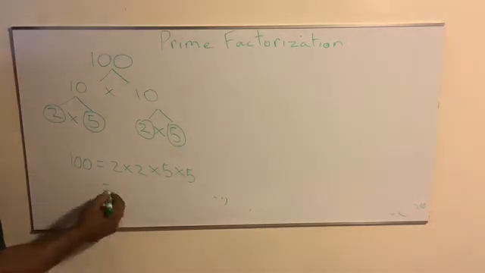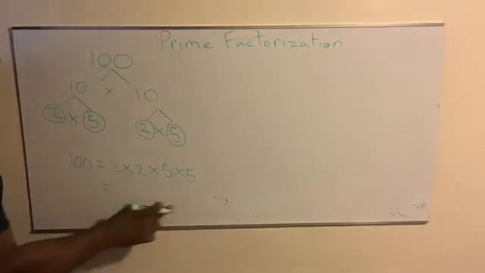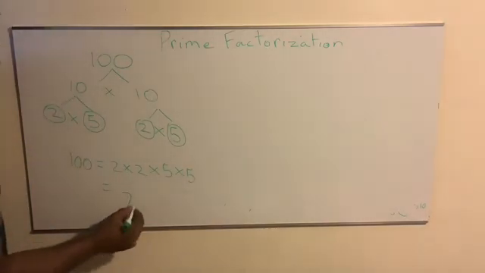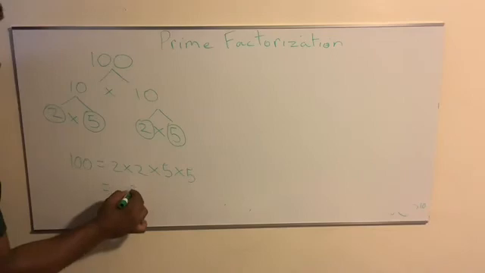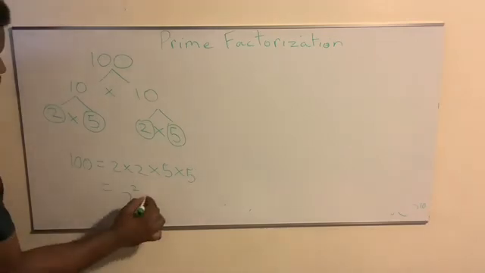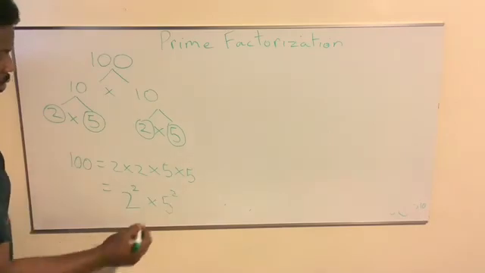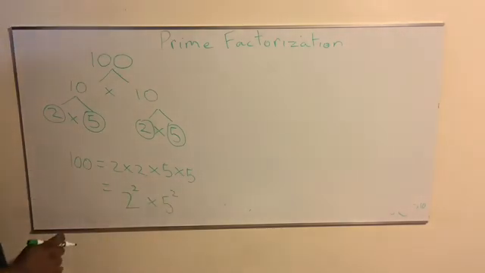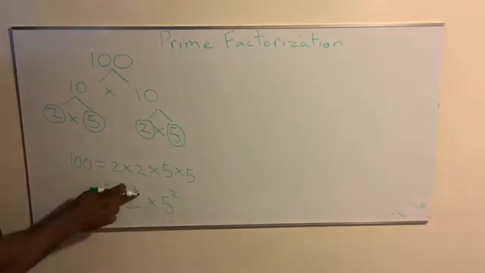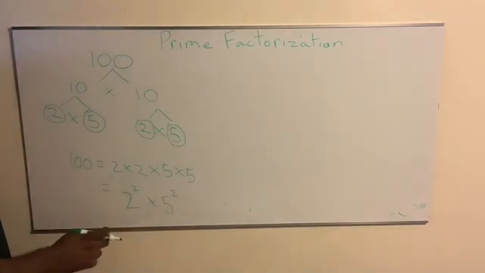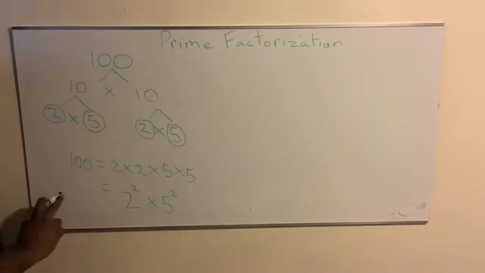We can also say this is the multiplicative expanded form, or using exponents, 2 squared, because I have 2 2's, times 5 squared, because I have 2 5's. So 2 squared, 2 times 2 is 4. 5 squared, 5 times 5 is 25. 4 times 25 is equal to 100.